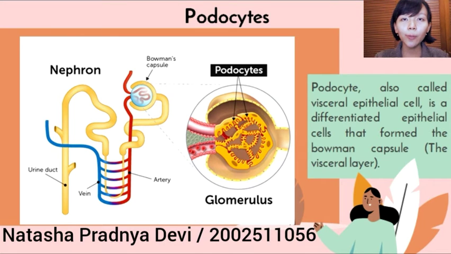This slide is about the podocyte. Podocytes, also called visceral epithelial cells, are differentiated epithelial cells that form the Bowman capsule, especially the visceral layer. Podocytes have a complex structure. There are several primary processes that branch into many secondary processes called pedicels. These pedicels cover the glomerular capillaries and interdigitate with those arising from other primary processes. Pedicels are coated with podocalyxin. Podocalyxin is a protein that maintains pedicel shape. Between pedicels that are close together, there is a space called the filtration slit.